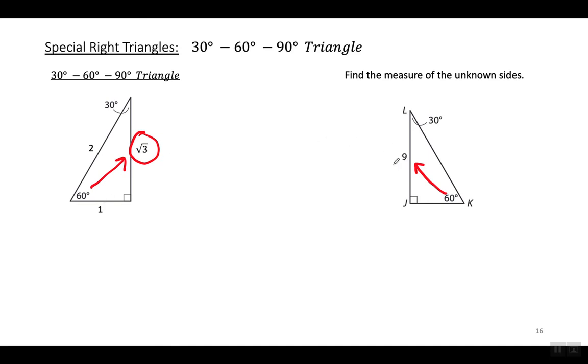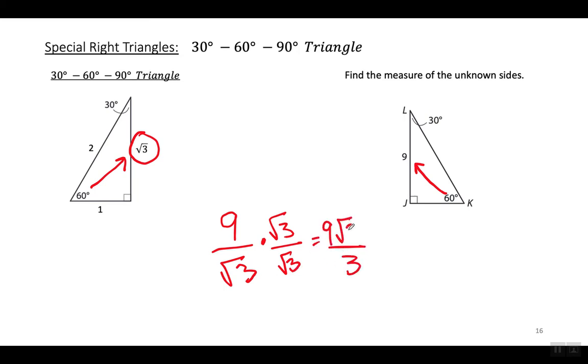All right, so the 9, I got to divide it by square root of 3 to figure out what goes here on the one side, the side opposite the 30-degree angle. So I write that, and now let me get rid of the square root of 3 in the denominator by multiplying the top and the bottom by square root of 3. This will give me 3 on the bottom. On the top, I'll get 9 square root of 3. And then the 9 and the 3 simplify. You divide them, and you get 3 square root of 3. So this side is 3 square root of 3.